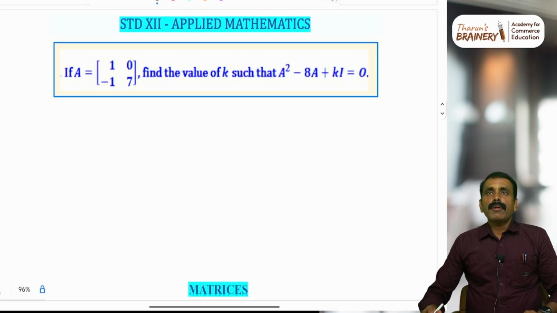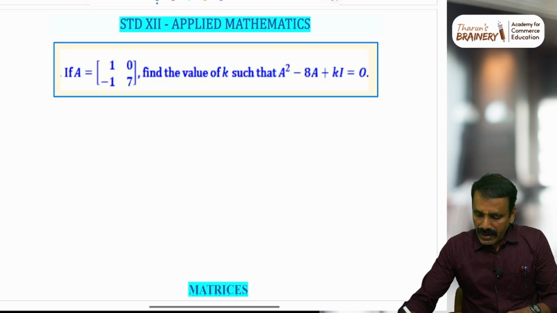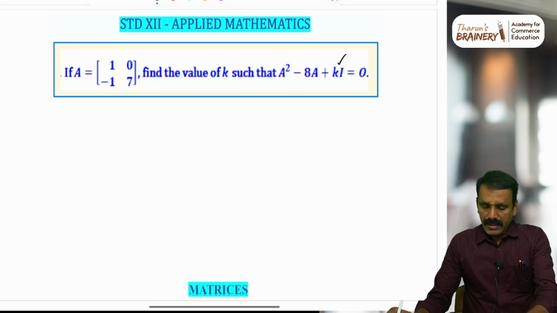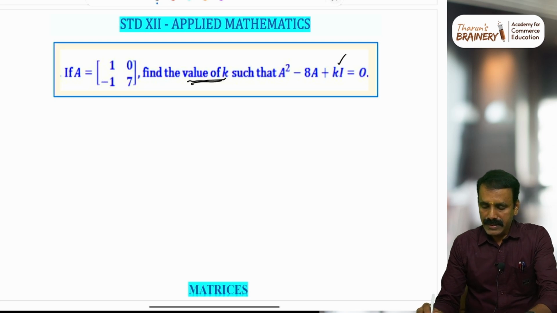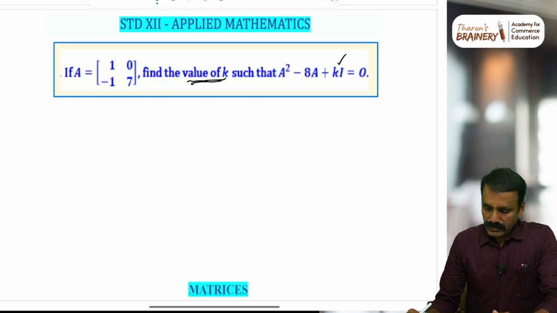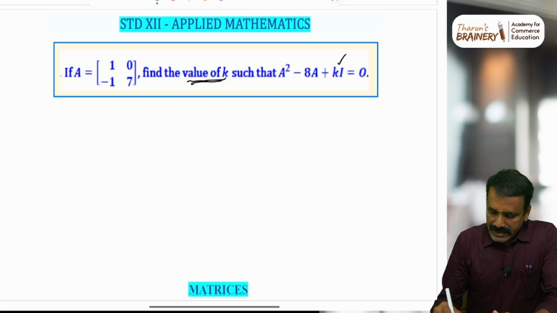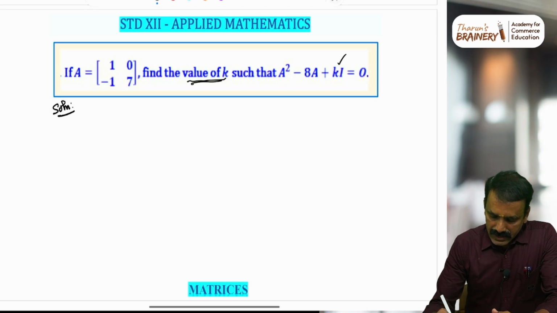Now we are going to do a similar problem, but here we are going to find the value for k. Is it clear? A matrix is given to us. We are supposed to find the value of k given that A square minus 8A plus kI equal to 0. Is it clear? So we rewrite this equation. What are we going to do? We take the equation. What is that? A square minus 8A plus kI equal to 0.